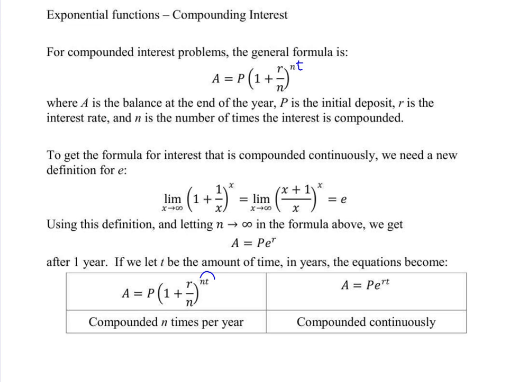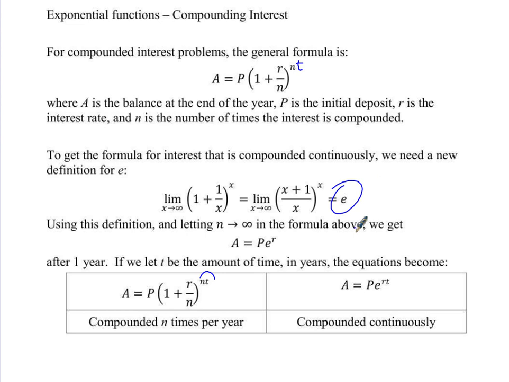To get the formula for interest that's compounded continuously. So up here we have compounded whatever, monthly, daily, weekly, hourly, not continuously. The formula for compound interest that's continuous is derived from this situation right here. The limit as x approaches infinity of 1 plus 1 over x to the x power is the same as the limit as x approaches infinity of x plus 1 over x to the x power. That all is the same as just saying e. So take my word for it. These things right here are the same as the number e.